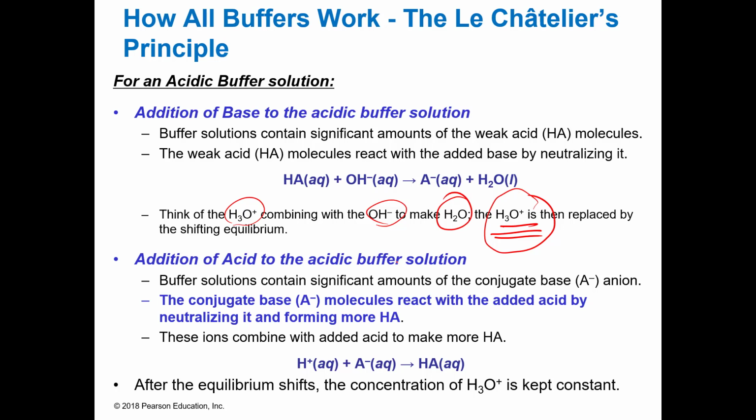When you add acid to an acidic buffer, the conjugate base grabs hold of that H plus and turns it into the molecular form, which again keeps your H3O plus from being free. So the key is to bind up the OH minus or the H3O plus, depending on what you're adding to the solution, to keep it from being free in solution, because that's what makes the pH change if you have OHs or H3O pluses in solution.